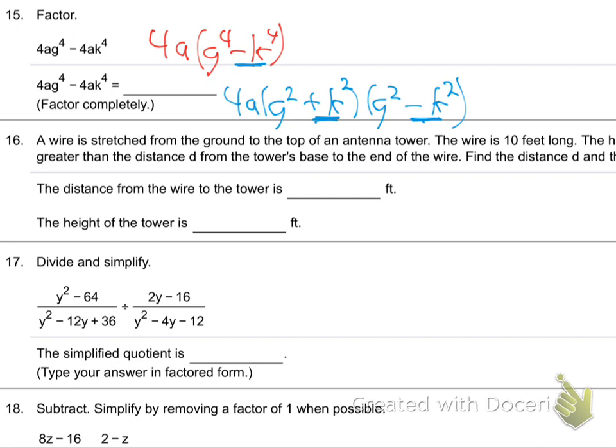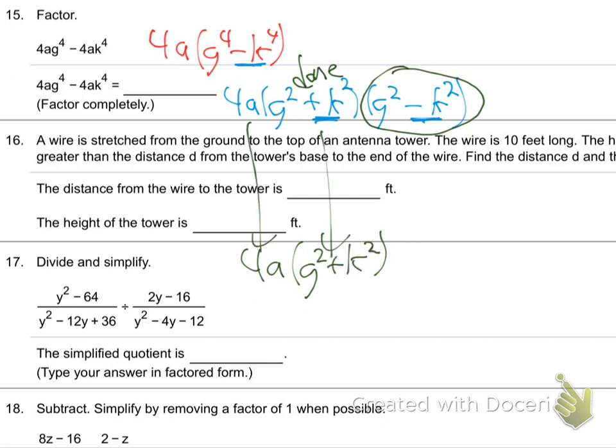Now we're not done there. Do you see that? This is a hard one. A lot of people won't remember this, but this is a good one to put on your full sheet of notes. What do we do from there? This piece right here can go further. This one's done. So the 4a, the g2 plus k2 is done. But this part will break into 2. It'll be g minus k, g plus k.